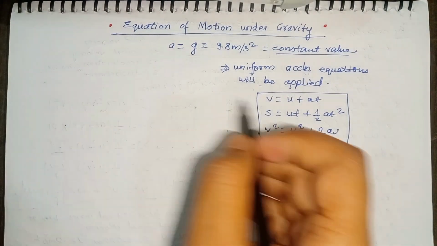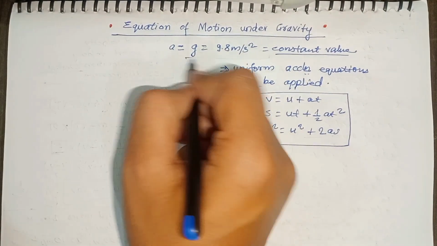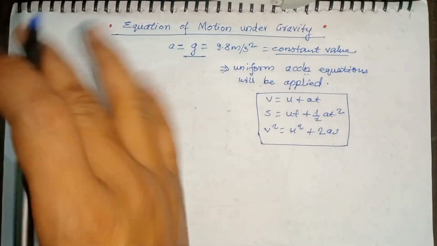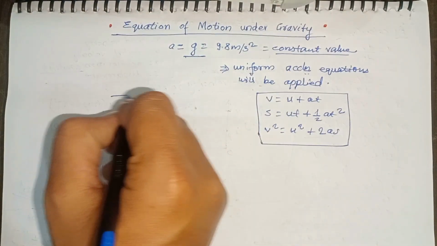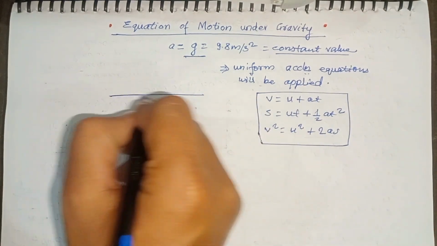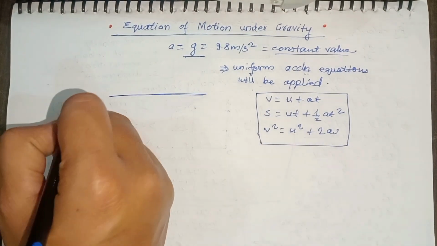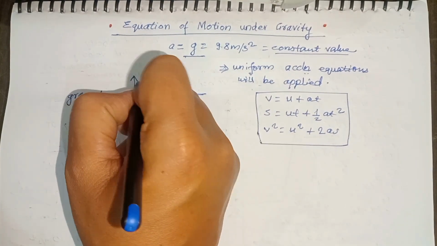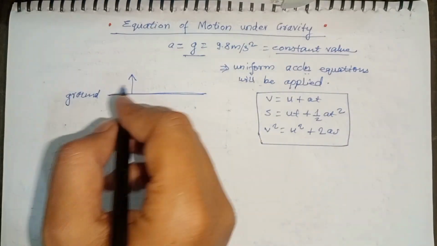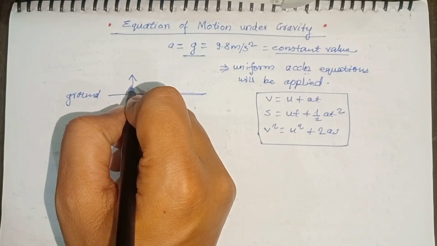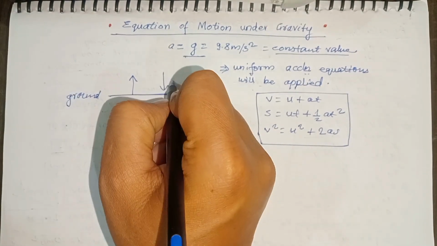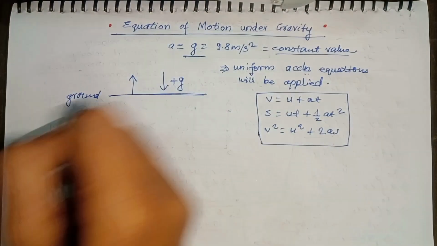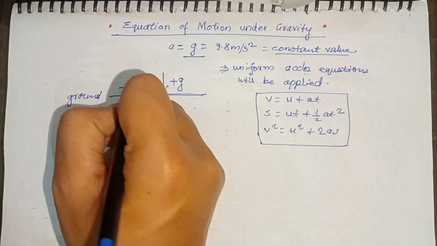Now here there is one more thing. Here the value of g can be positive, can be negative. Suppose that this is the ground. Going up from the ground, the value of g will be what? Positive? No. Going down it is positive, and going up it is negative.